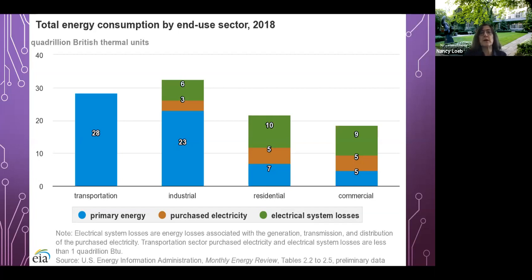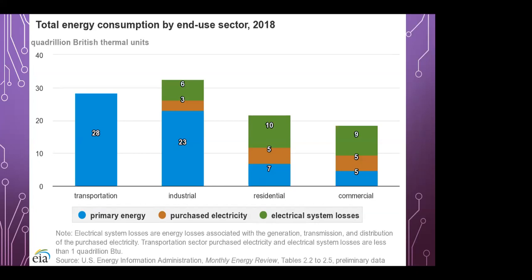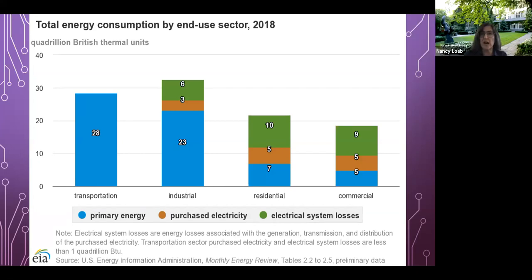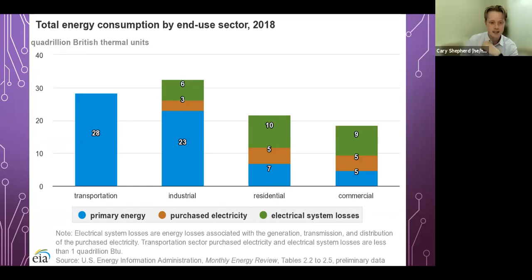This is sort of what economists might call, in another context, dead weight loss. It contributes nothing to productivity in the sector at all. And so the more efficient we can be in our use of energy, the less loss there is, the better it is in terms of preserving the resources as well as not contributing to climate change. Thanks, Cary. Great, thanks, Nancy.